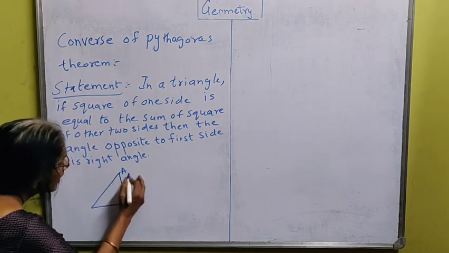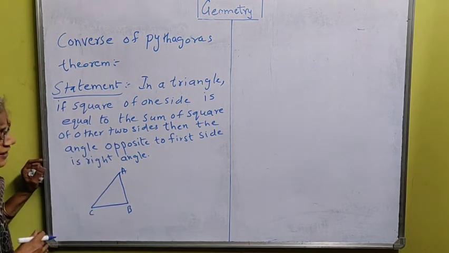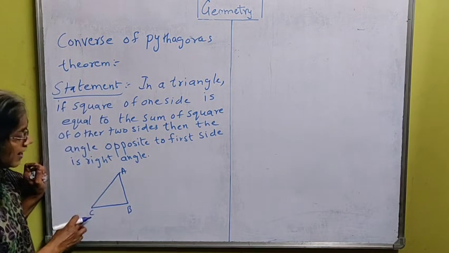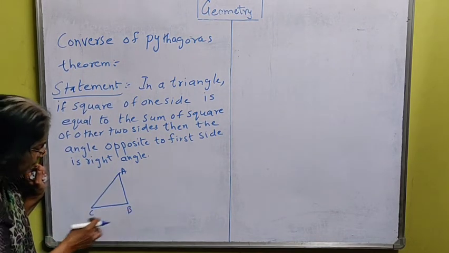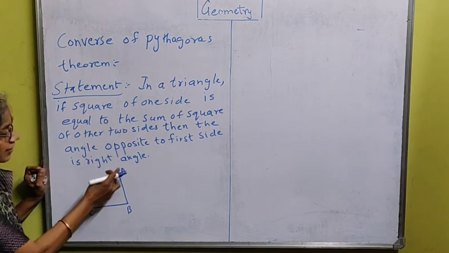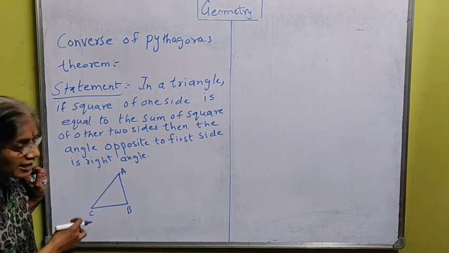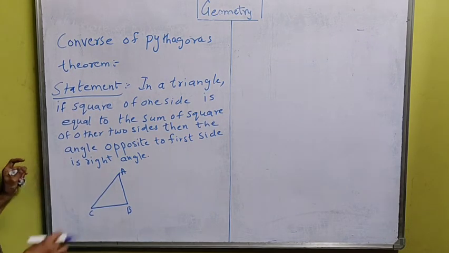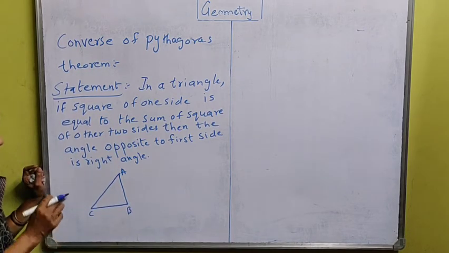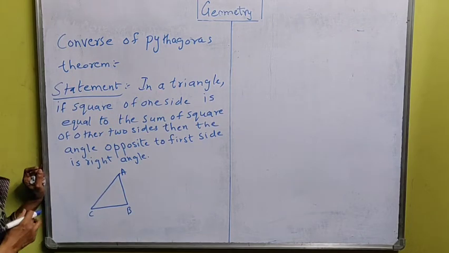So ABC is given. ABC is a triangle in which AC square is equal to AB square plus BC square is given to us. Square of one side: let us take AC as the one side. So which will be the other two sides? AB and BC will be the other two sides.